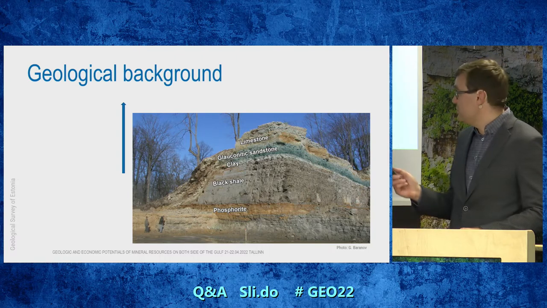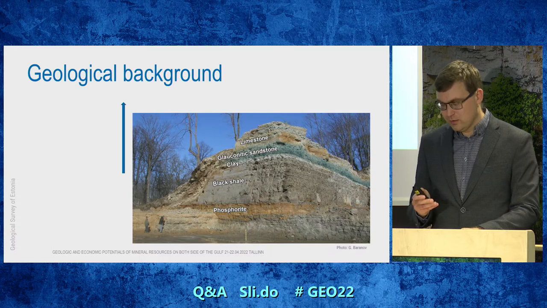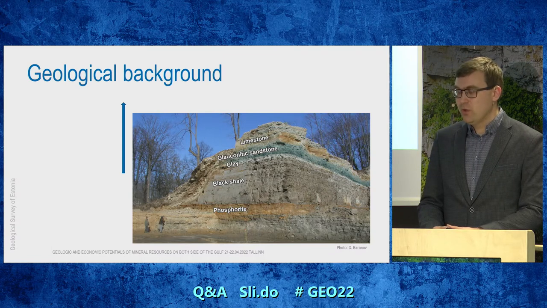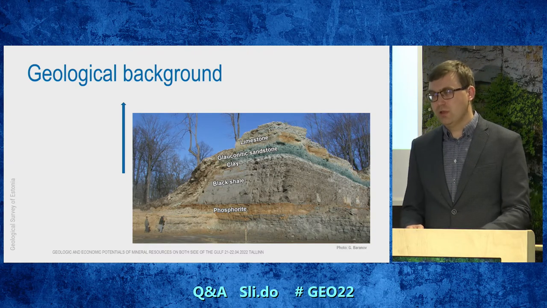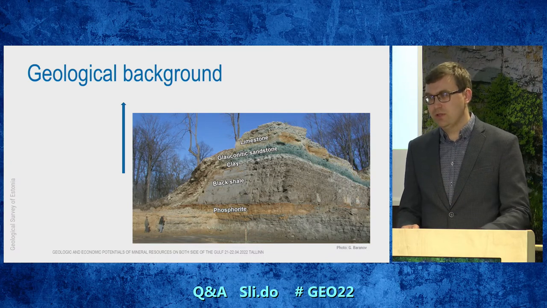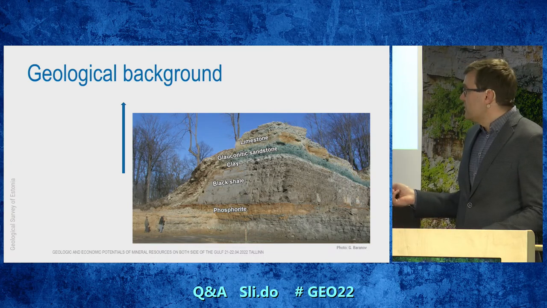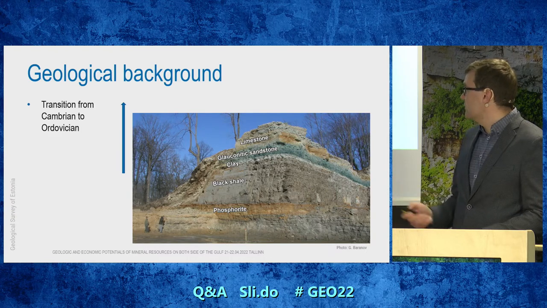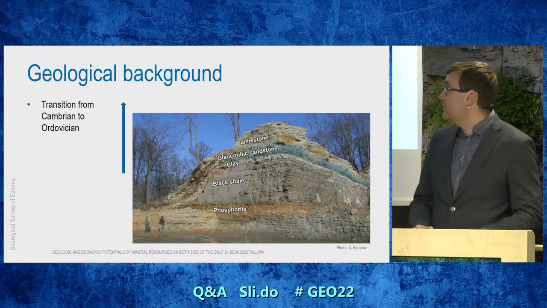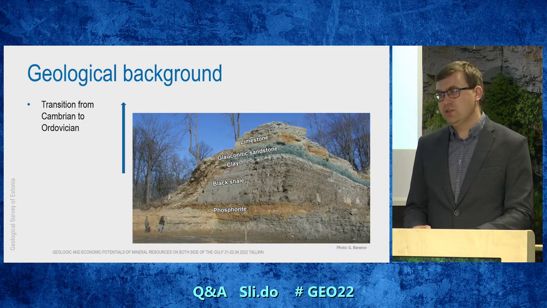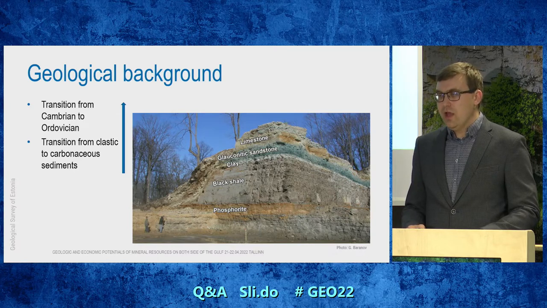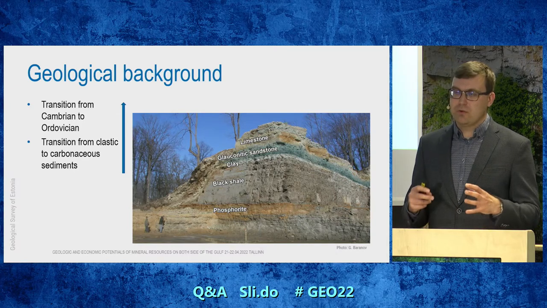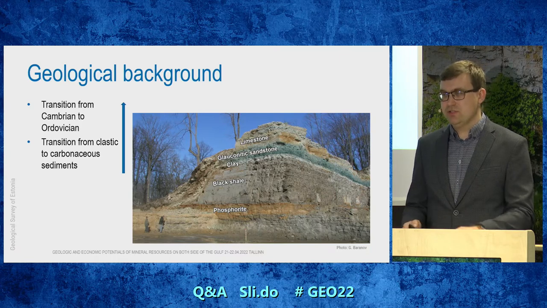So this image you see here was actually made close by in Tallinn when the art museum was under construction. But similar geological horizons you can find also in northeast Estonia, where the main phosphorite deposits are. So the phosphorite is at the lowermost part, and actually it's in the transition from Cambrian to Ordovician. And this represents the transition from clastic sediments to carbonaceous sediments.